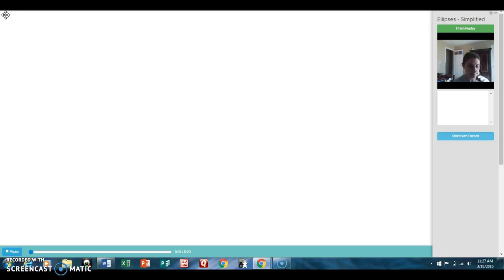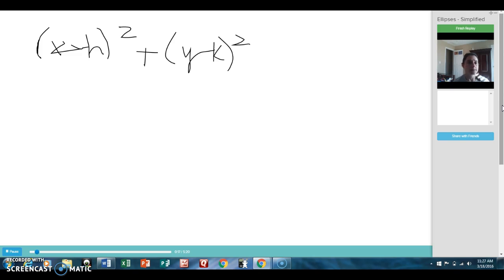Let's talk about graphing ellipses. We are going to start with our formula here: (x minus h) squared over a squared, plus (y minus k) squared over b squared, and it's equal to 1.